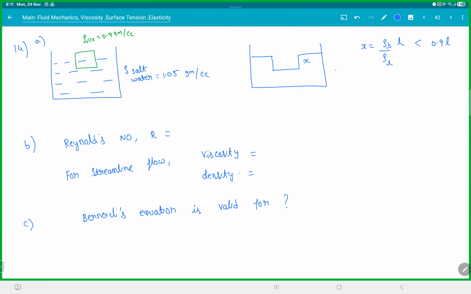So the volume of that cavity is less than 0.9 L cube. But when your ice melts, how much water do you get? If this volume is V, we get 0.9 V, isn't it?